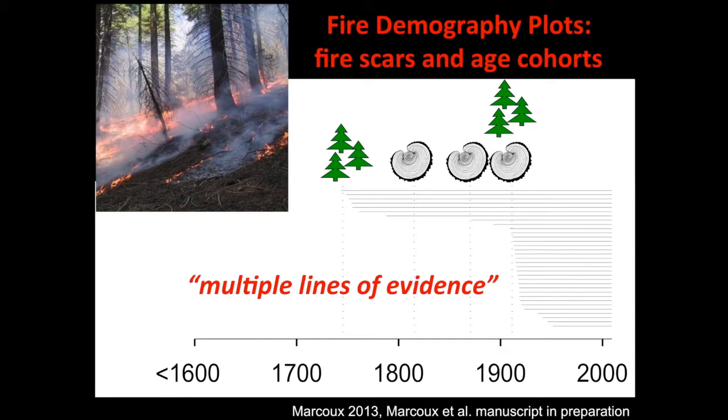The data from those tree cores and fire scars combined, we can put into these fire demography plots. And this is one from one of the lens sites over in the Cranbrook region in southeastern British Columbia. She's showing here a 300 plus year record where each of these lines represents the life history of an individual tree in her stand. So we can see that the oldest trees established in the early part of the 1700s, around the 1730s and 40s, created a cohort.